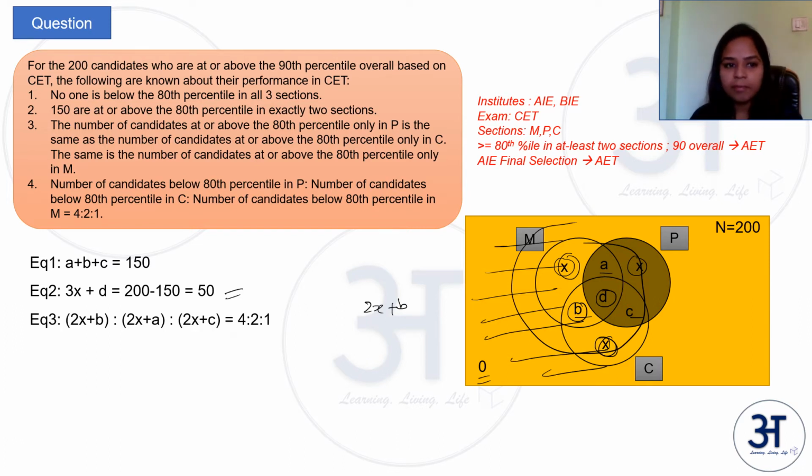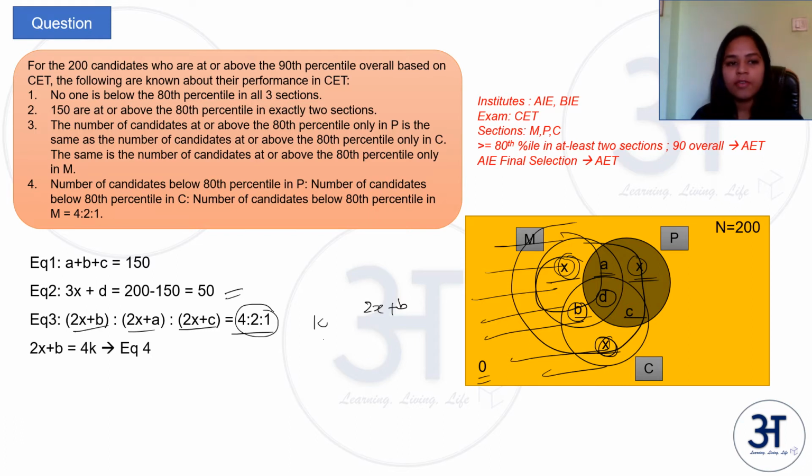Similarly, for C it is x plus a plus x, 2x plus a. Similarly for M, x plus c plus x, 2x plus c. So 2x plus b is to 2x plus a is to 2x plus c is equal to 4 is to 2 is to 1. So now we can assume this proportion constant as some k.